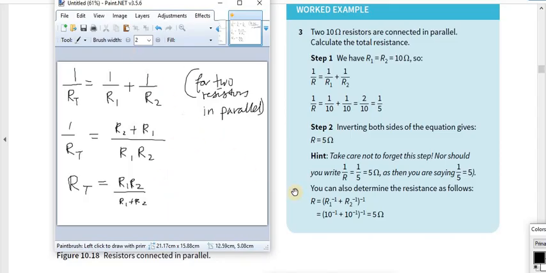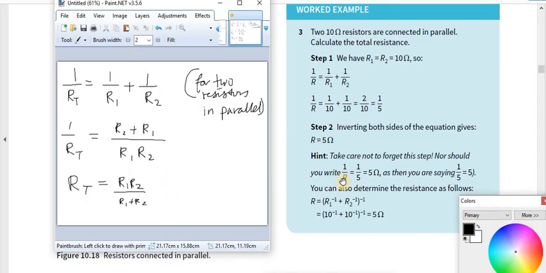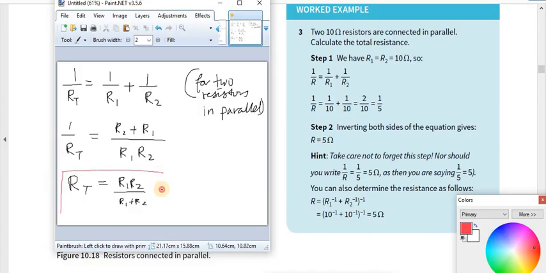Okay, so if you have 2 resistors in parallel, you can directly use this equation. For 2 resistors in parallel, the equivalent or total resistance is the product of their resistances divided by the sum of their resistances. This is the product because you're multiplying, and this is the sum because you're adding. So for 2 resistors connected in parallel, the equivalent resistance or total resistance is the product of the resistances divided by the sum of those 2 resistances. Okay, so if you use this, you can again directly get the answer.